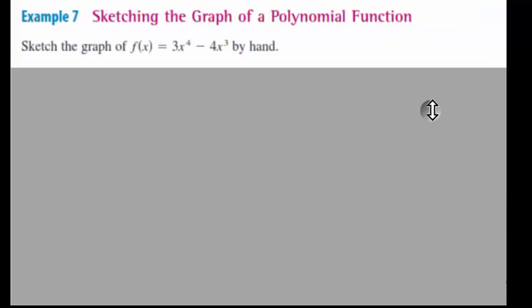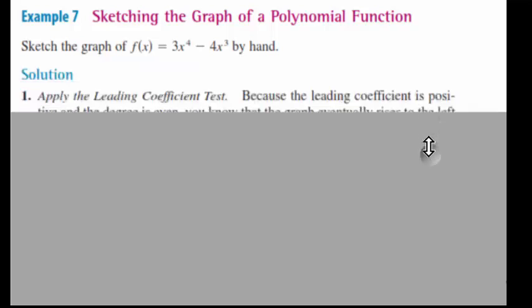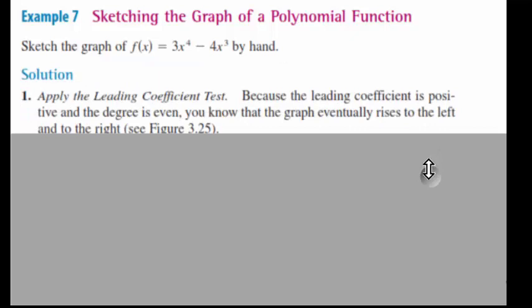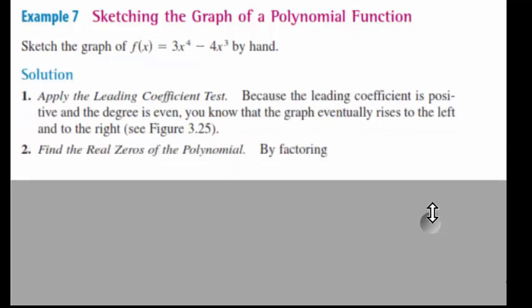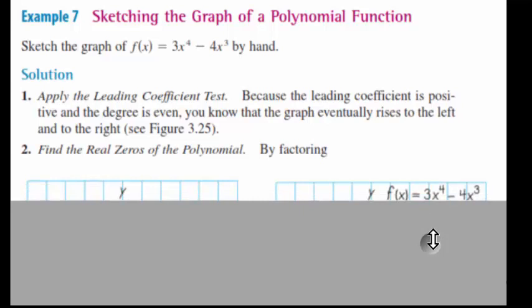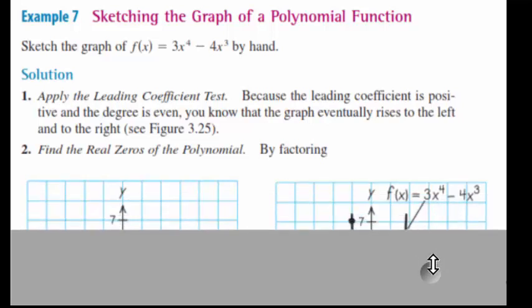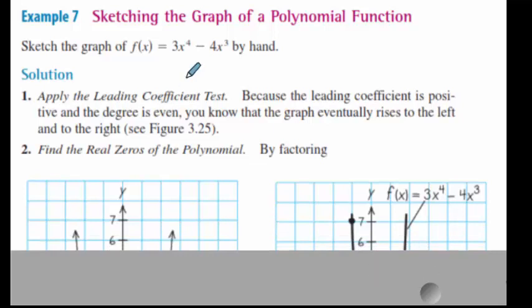Alright, so it's all about sketching. Hopefully you're looking at this going, I know Mr. Grossman's going to say we need to factor it and do the leading coefficient test and all that fun stuff. So we know this is an even degree polynomial and it's positively oriented, so both ends open up. And let's go through it. If you factor this, they didn't give the example of the factoring.